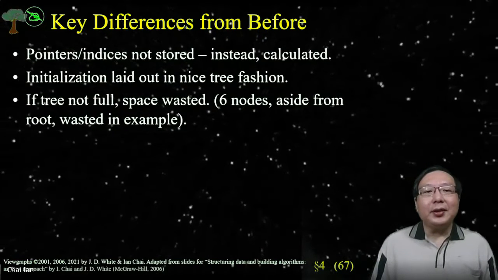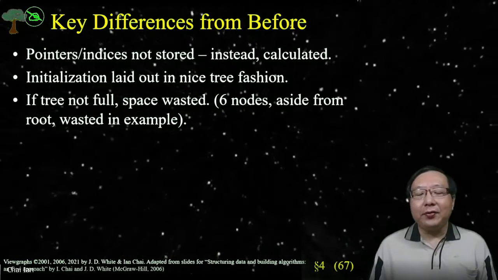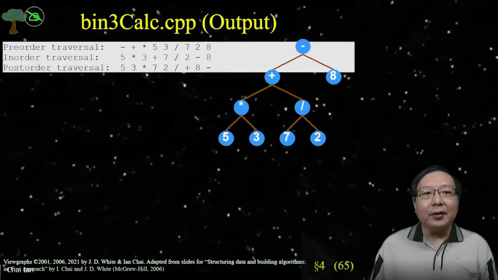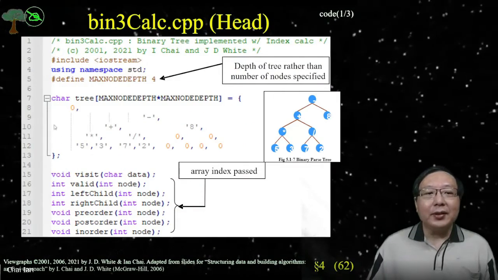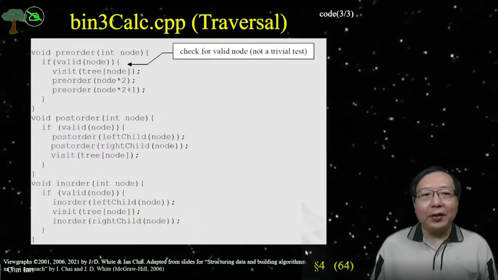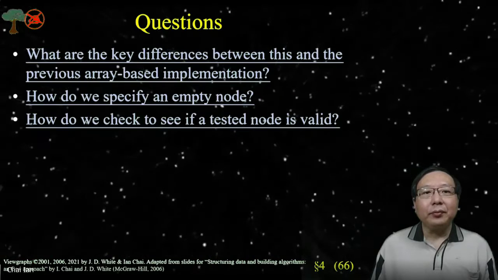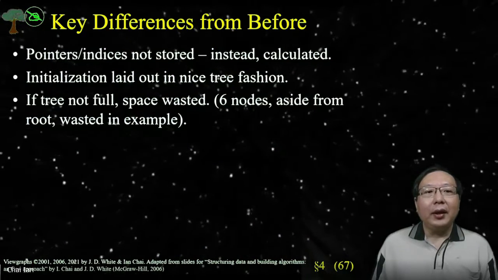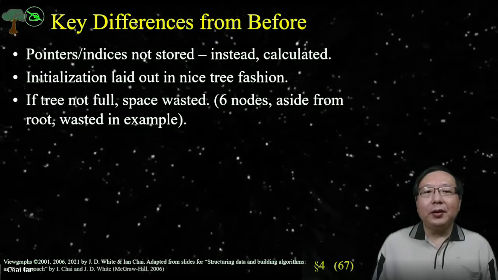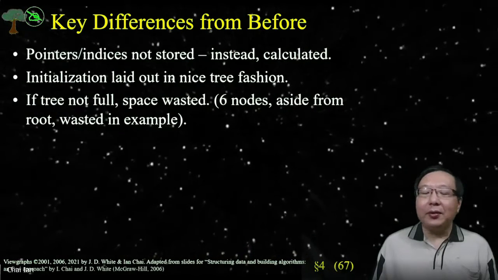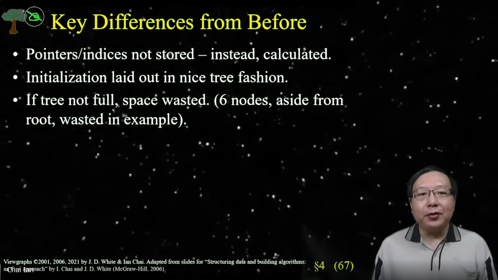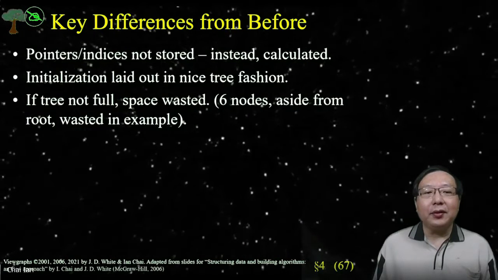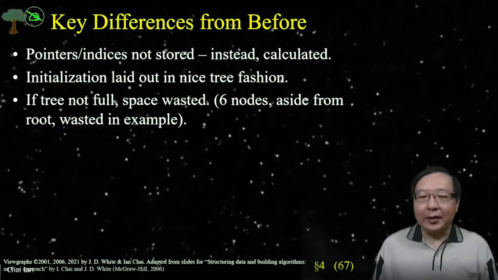So initialization is laid out in a nice tree fashion, like I showed you in this slide here. And if the tree is not full, there is wasted space. The tree we showed you just now was not full. So 6 nodes used, the rest of it is wasted in this particular example.